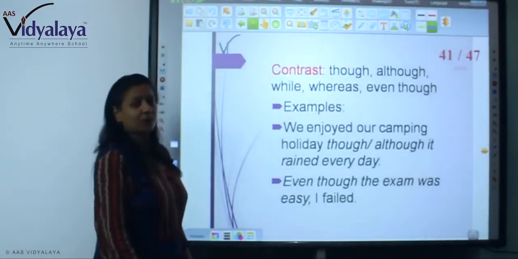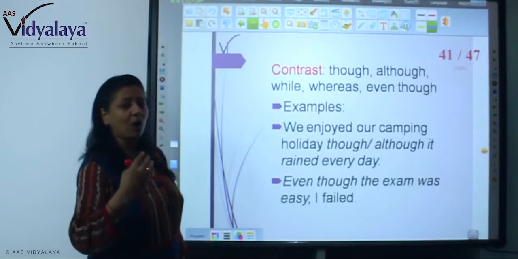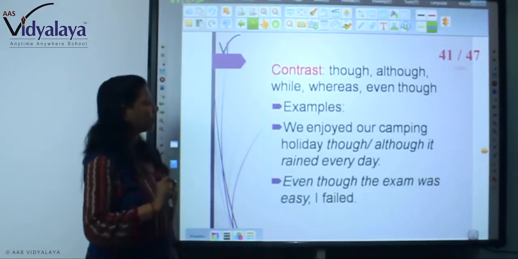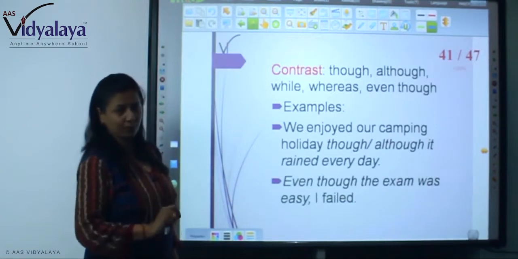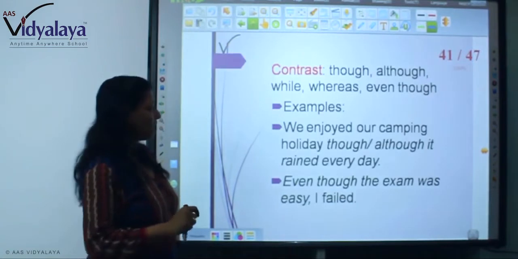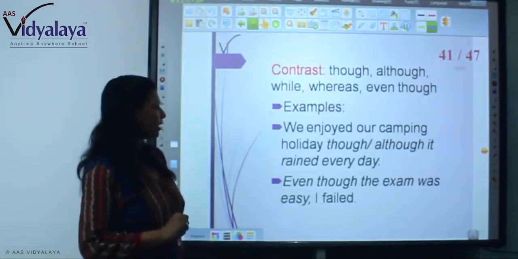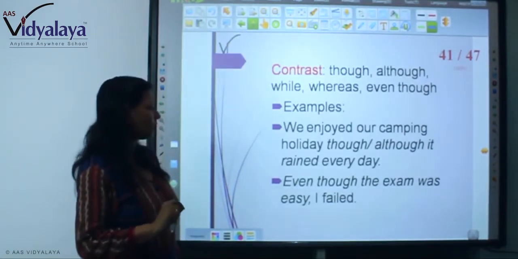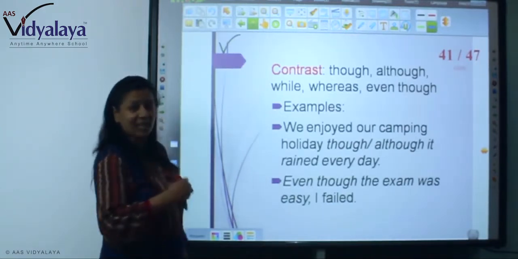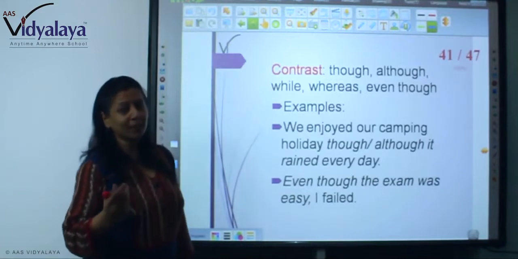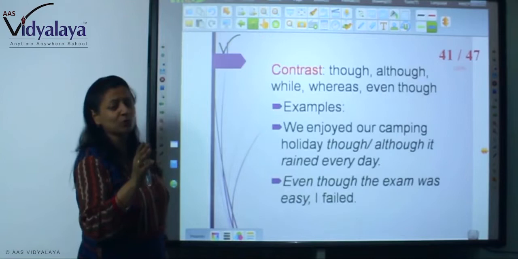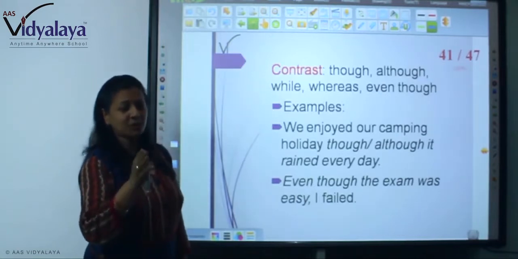Now, if the purpose is contrast, how will you use it? Though, although, while, whereas, even though. These are the words that will give you the contrast feeling. We enjoyed our camping holiday, although it rained every day. So there is a contrast. We enjoyed, but though it rained, we enjoyed. So these are two contrasting views, two contrasting situations.